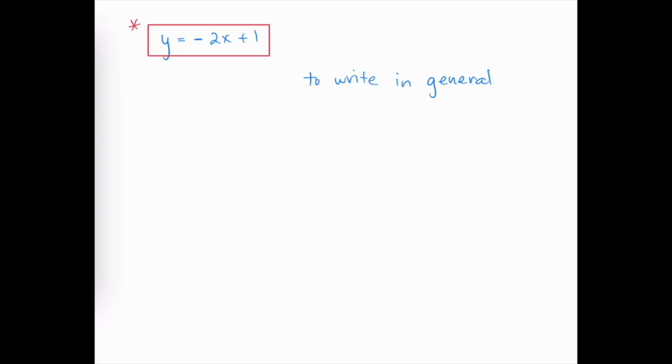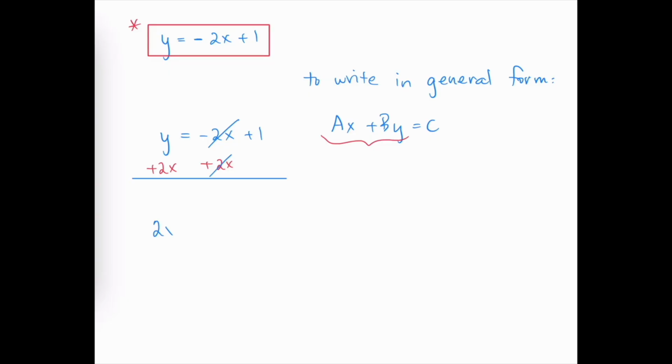To write this equation in general form, which as a reminder is ax plus by is equal to c, we would just need to get our x and y terms on the same side of the equation. And in order to do that, all we would need to do is add 2x to both sides. Now we have 2x plus y on the left and 1 on the right, and this is the equation of our line written in general form.